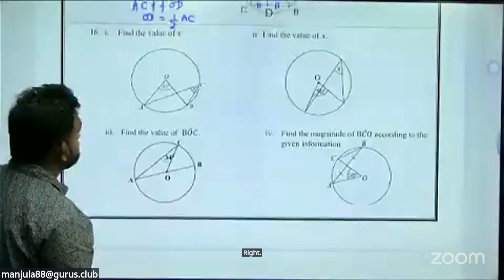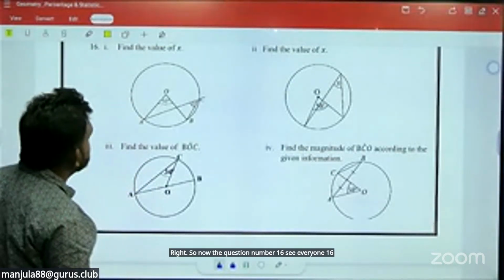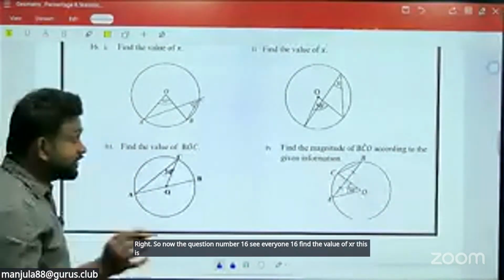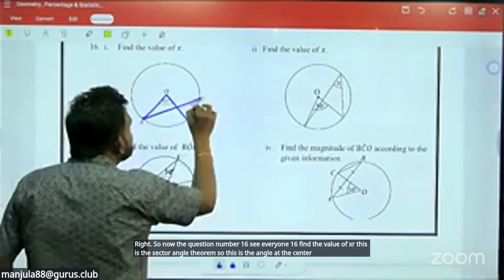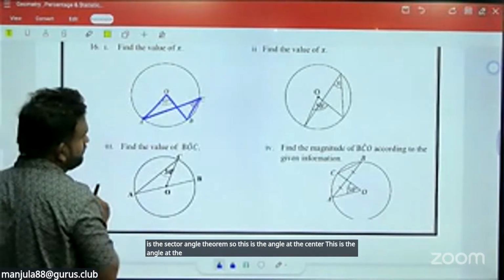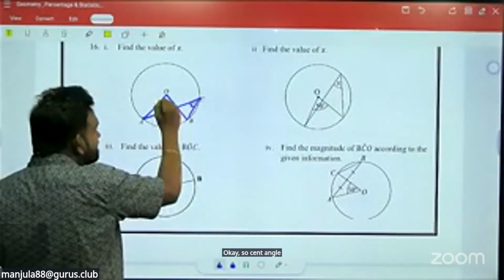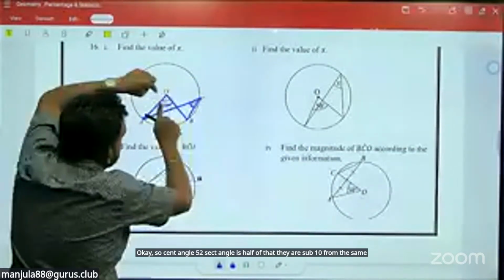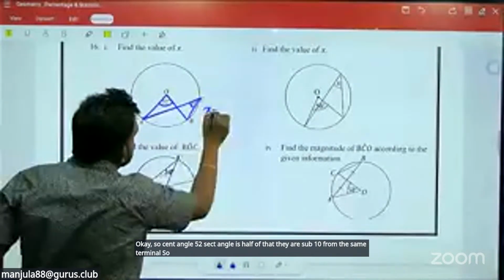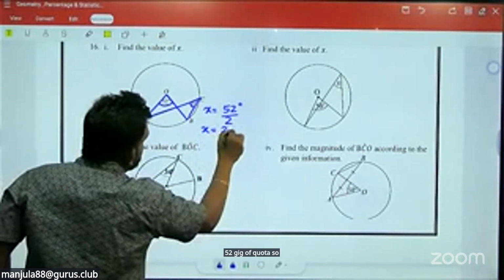So now question number 16. See everyone, 16. Find the value of x. This is the sector angle theorem. So this is the angle at the center. This is the angle at the sector. Center angle 52, sector angle is half of that. They are subtended from the same terminal. So x is half of 52. Half of 52, so x comes as 26 degrees.